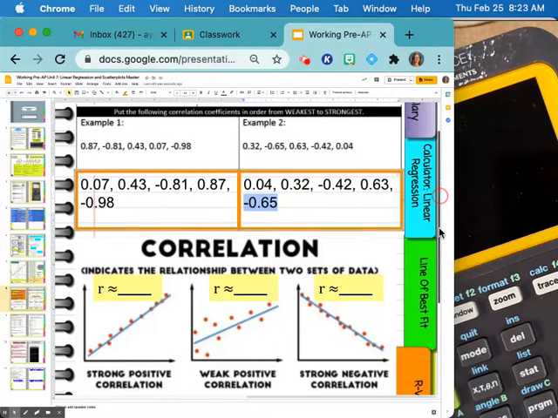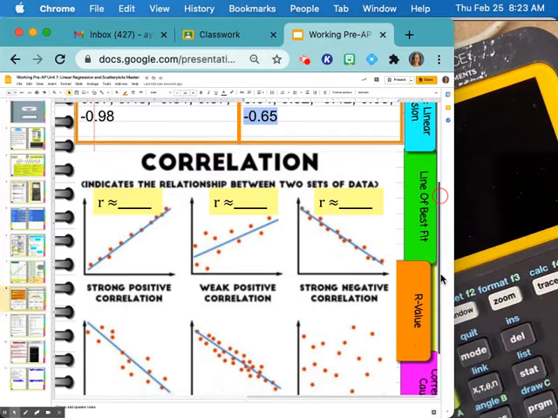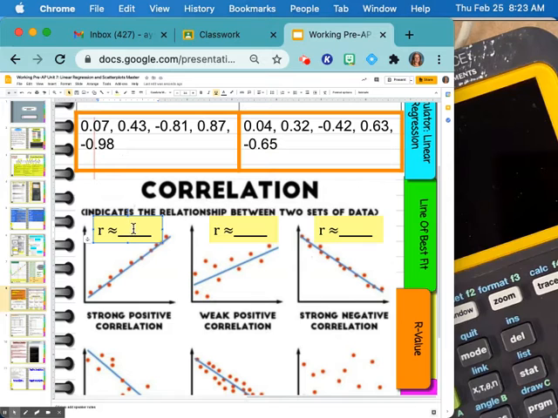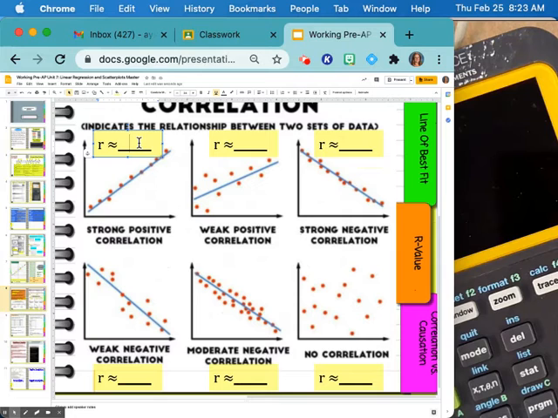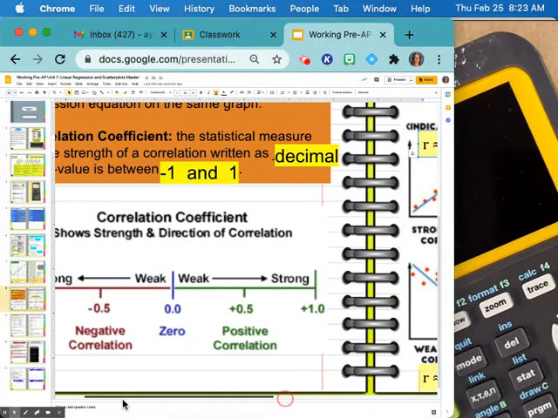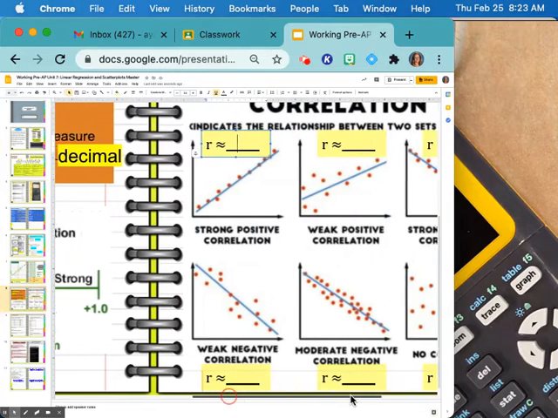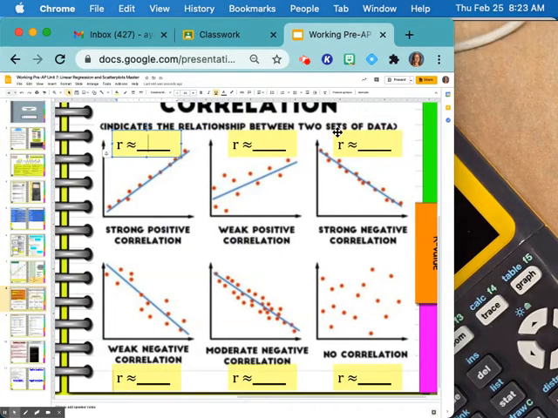Okay, so let's do a prediction. Indicate the relationship between two sets of data. If it is a strong positive correlation, what should it be? What do you think we could predict this to be? It's close to, if we look over here, close to 1, but is it exactly 1? No, but it's close. So what could we put? Yeah. 0.9.